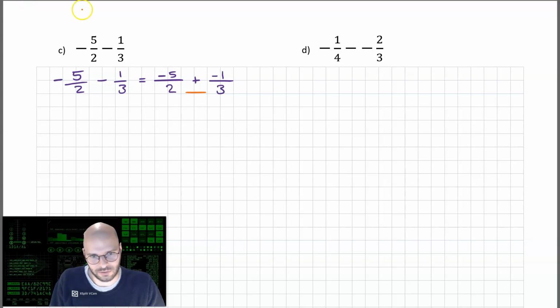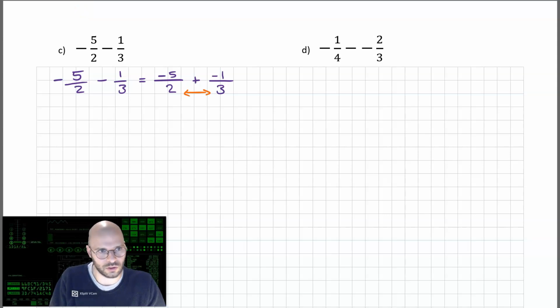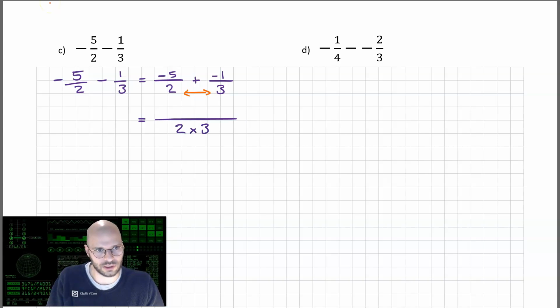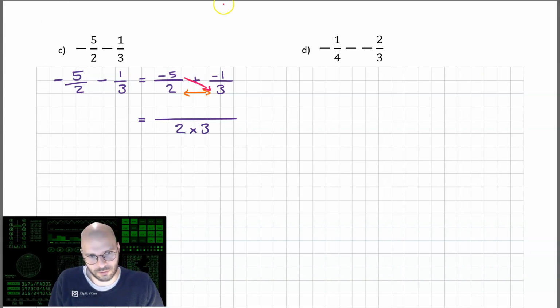Now we use our butterfly method. The two denominators will come together and that will give us 2 times 3. After which, the first numerator will be multiplied with the second denominator, minus 5 multiplied by 3, plus the first denominator multiplied with the second numerator, which will be 2 times minus 1.